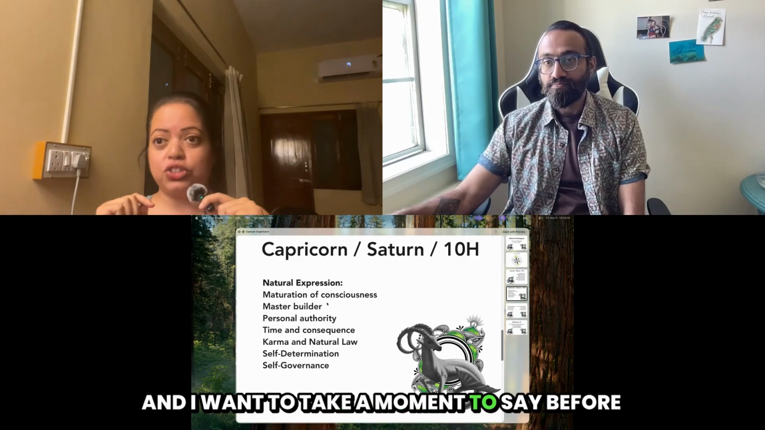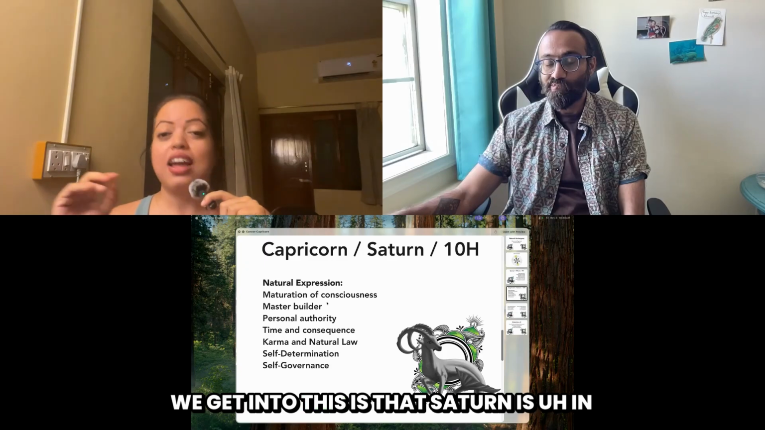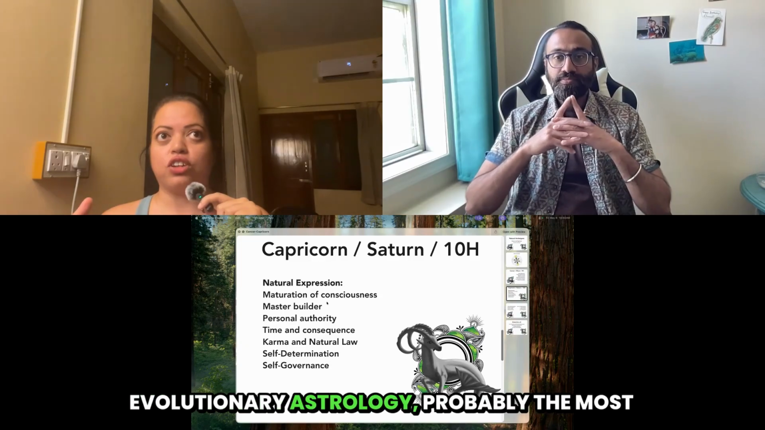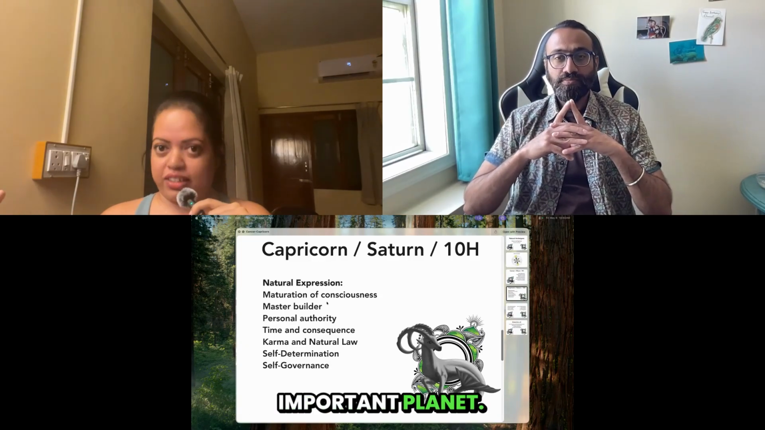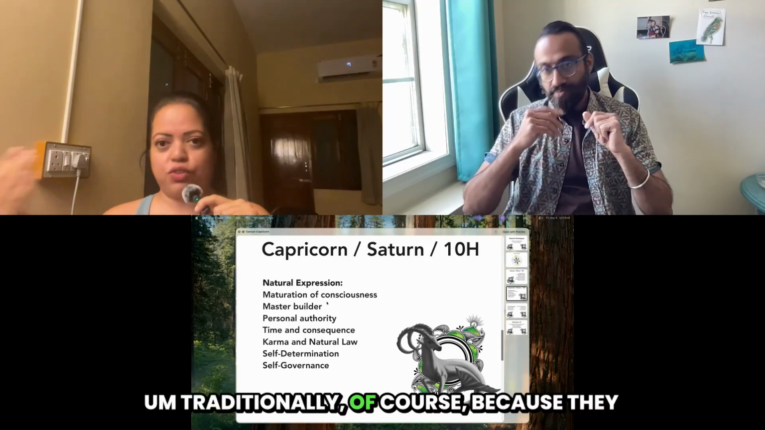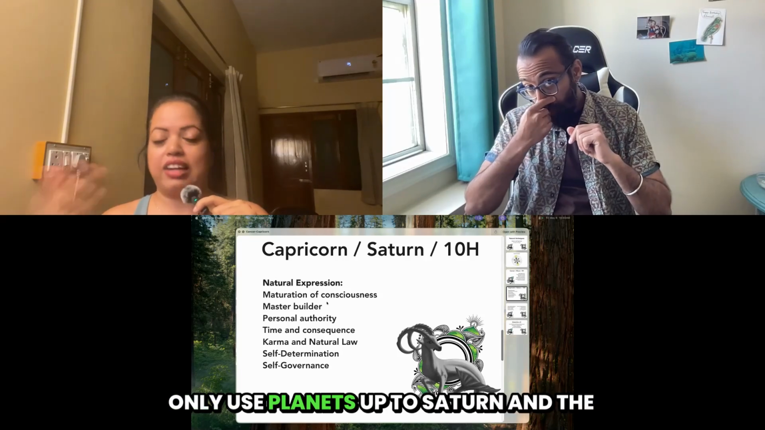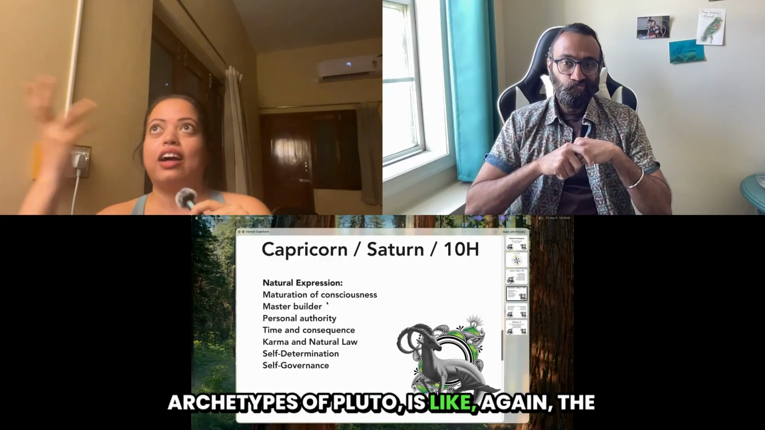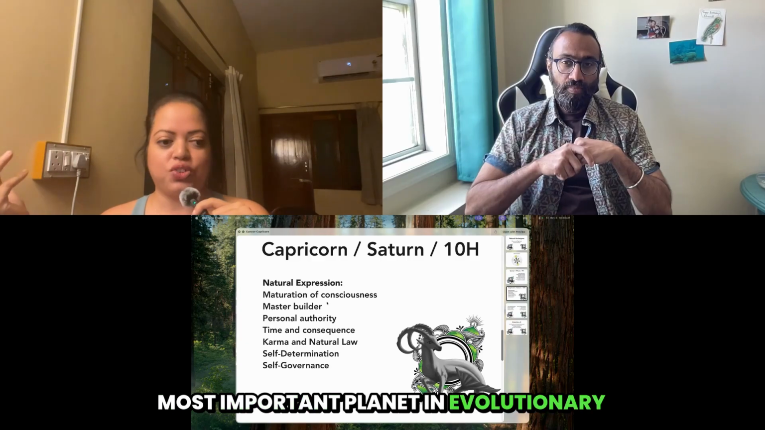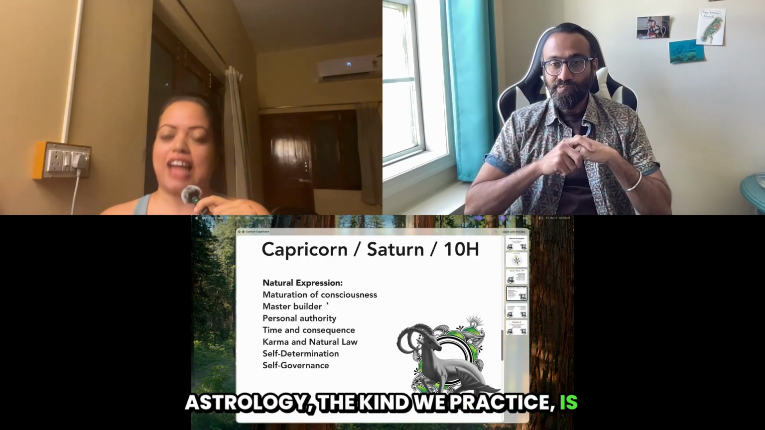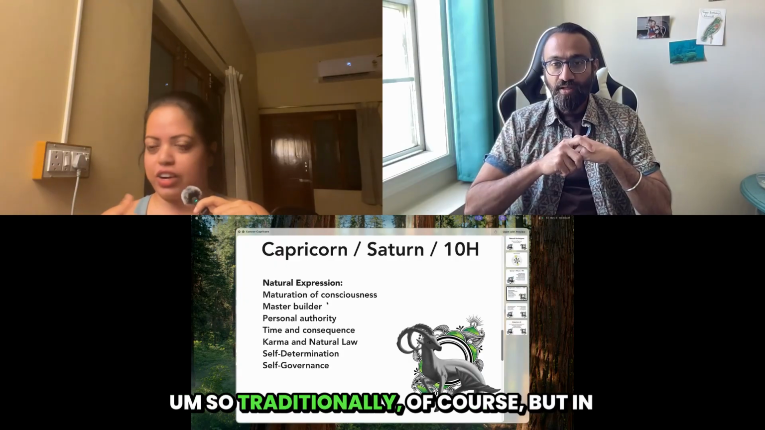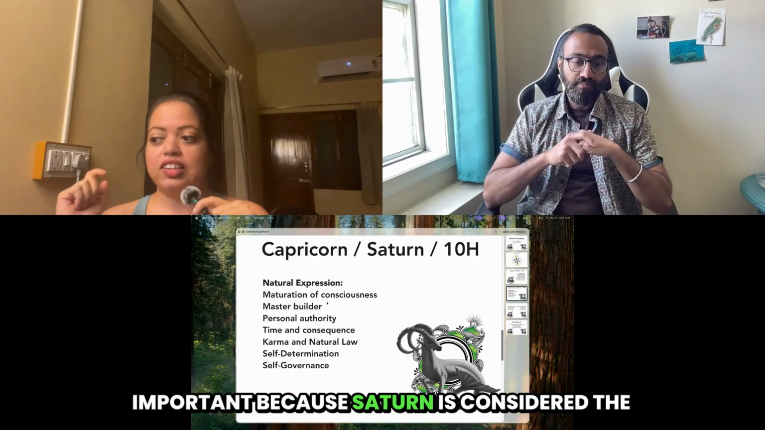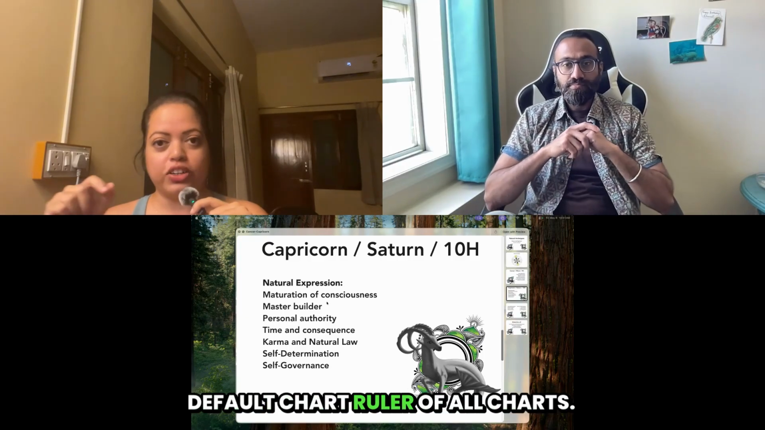I want to take a moment to say, before we get into this, that Saturn is, in traditional astrology and even in evolutionary astrology, probably the most important planet. Traditionally, of course, because they only use planets up to Saturn, and the archetypes of Pluto, again the most important planet in evolutionary astrology, the kind we practice, is attributed to Saturn. In evolutionary astrology it's really important because Saturn is considered the default chart ruler of all charts.